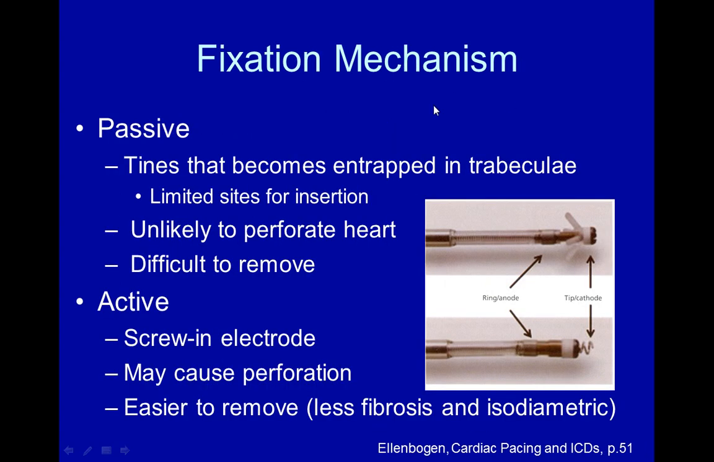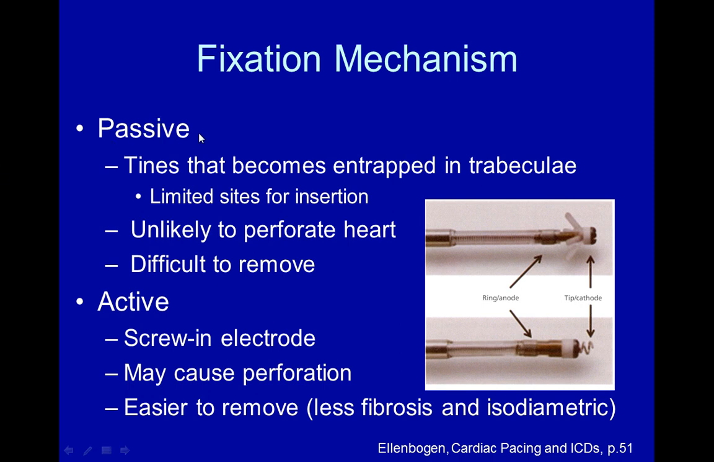Now, when the lead is put in, the electrophysiologist tries to put it in a specific location. He or she will test the amount of energy required to pace in that particular position. He or she will measure the amplitude of the P wave or the R wave in that particular position. And when the lead looks like it's in a good place, the cardiologist is going to want it to stay there. And so there are different types of fixation mechanisms.